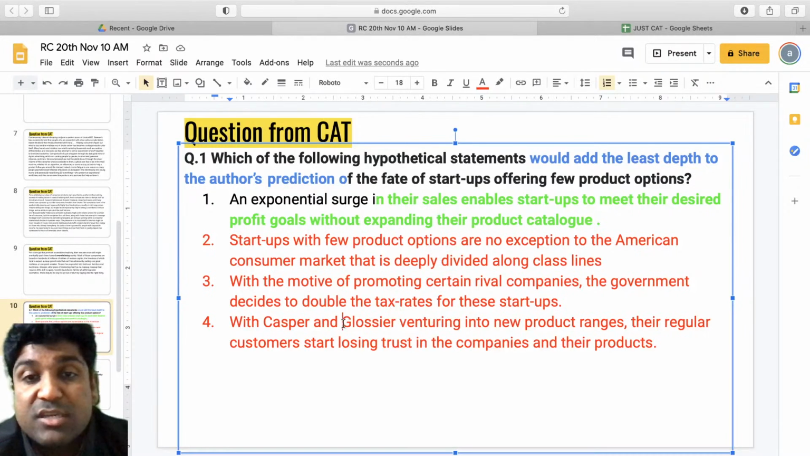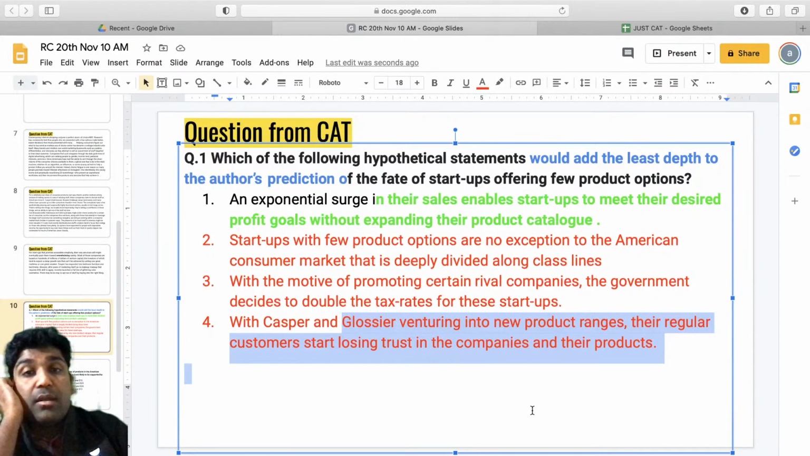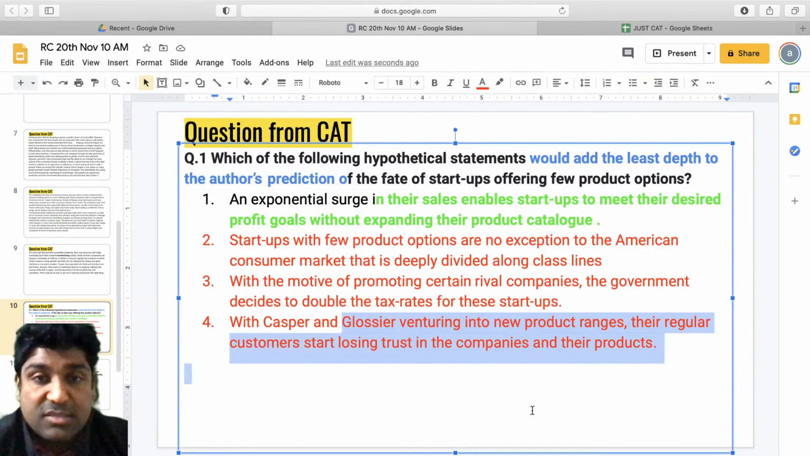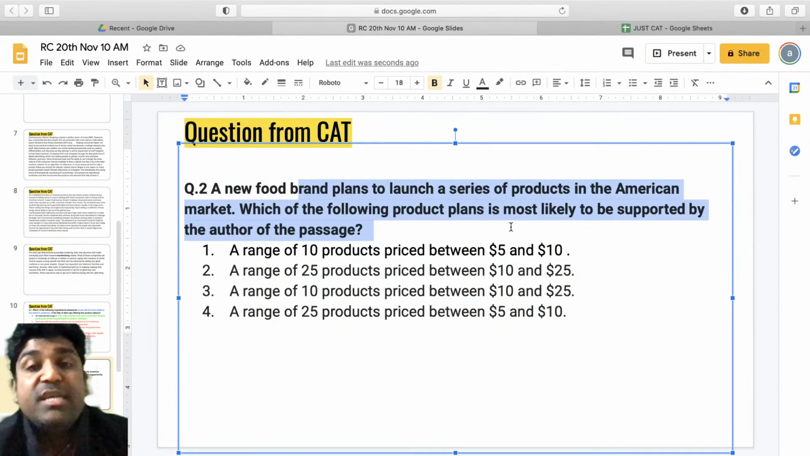With Casper and Glossier venturing into new product ranges, their regular customers start losing trust in the companies and their products. So this is not what they're trying to say. They're not talking about trust. This was never mentioned, so again not relevant. Food brands plan to launch a series of products in the American market. Which of the following products is most likely to be supported by the author of the passage? So the author said here, right?